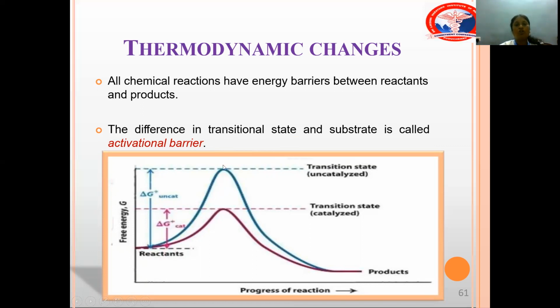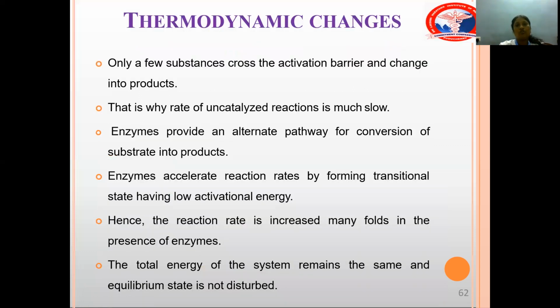We want the molecules participating in the reaction to overcome this activation barrier so that it can ultimately result in product. During the thermodynamic changes in a reaction, only a few substances will be able to cross the activation barrier and change into product. That is why the rate of an uncatalyzed reaction is much slower as compared to an enzyme catalyzed reaction.